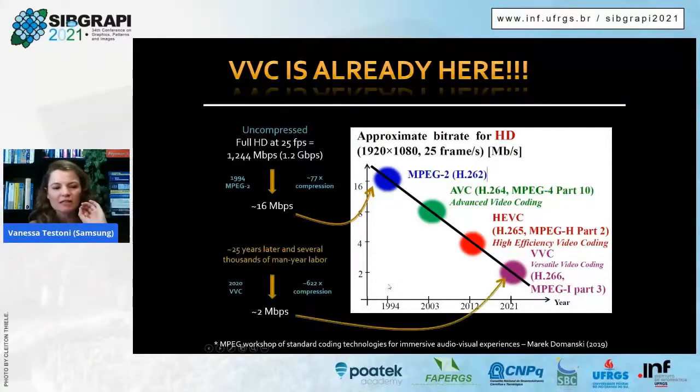After all those years, 25 years, right? Several people working, several thousands of hours. Now, with the VVC, you are able to compress the same video to only 2 megabits per second. So this is more than 600 times. So this is more or less the evolution of the codecs over all of those years. And I think it's really, really impressive.